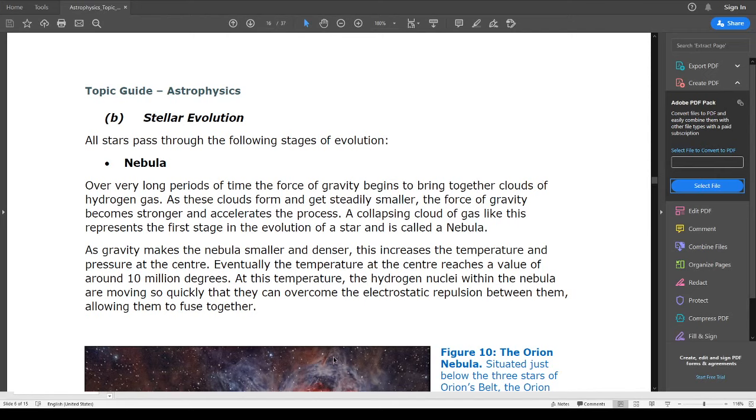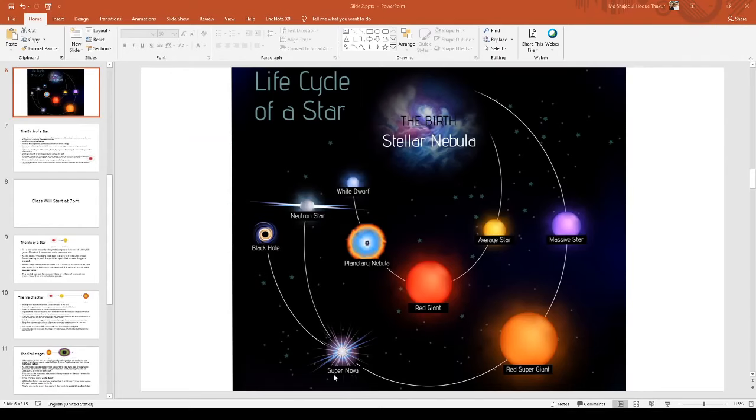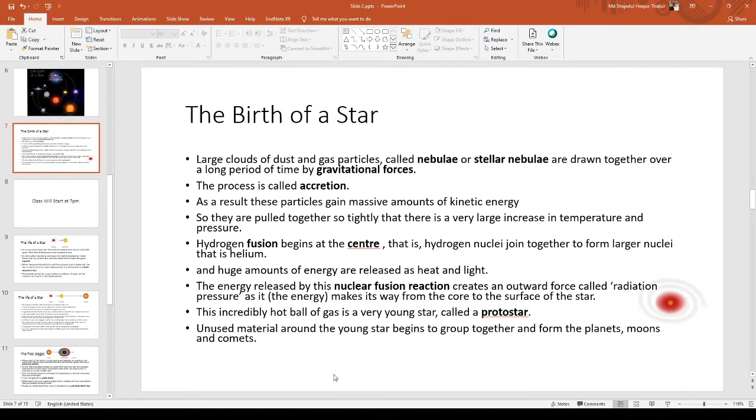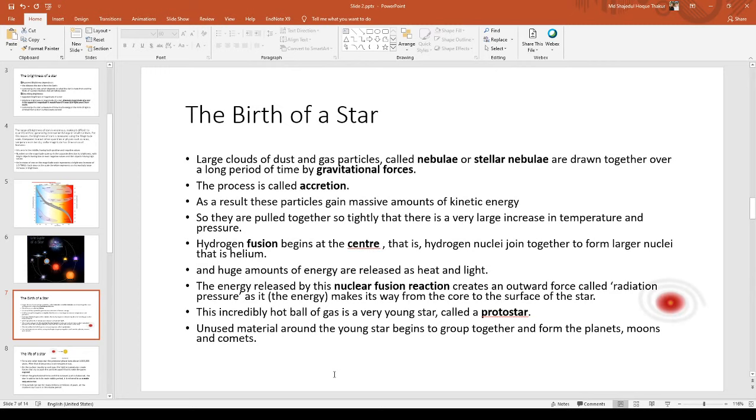What happens next is, the core of the star gets really hot, because as the nebula gets smaller and smaller, there is a huge attraction force. That huge attraction force causes the hydrogen nuclei to accelerate to very high velocities, so they get huge amounts of kinetic energy, which means there is a huge amount of temperature and pressure.